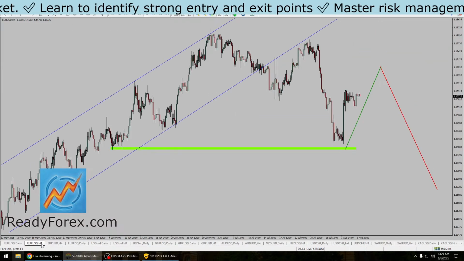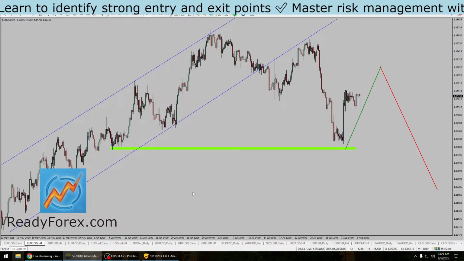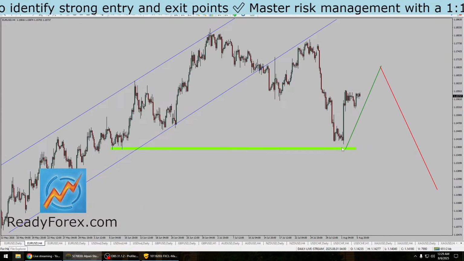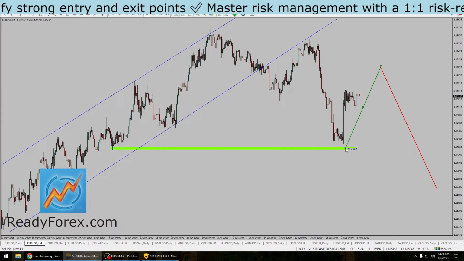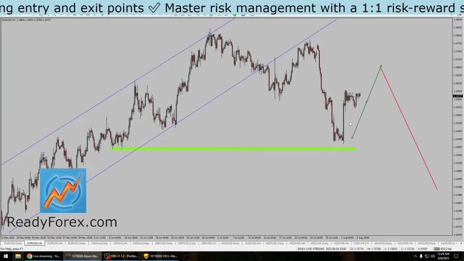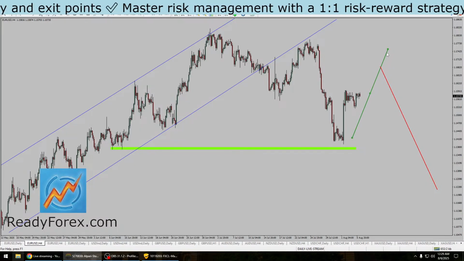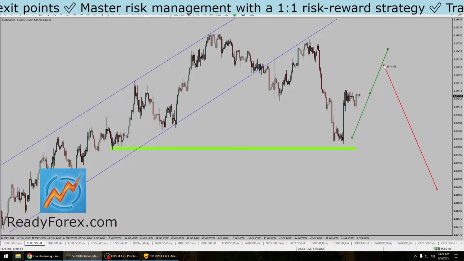So let us take a look at the 4-hour time frame. Regarding the 4-hour chart, the alternative Elliott wave count and the preferred wave count both suggest that euro dollar is going to show us a bullish leg over here.